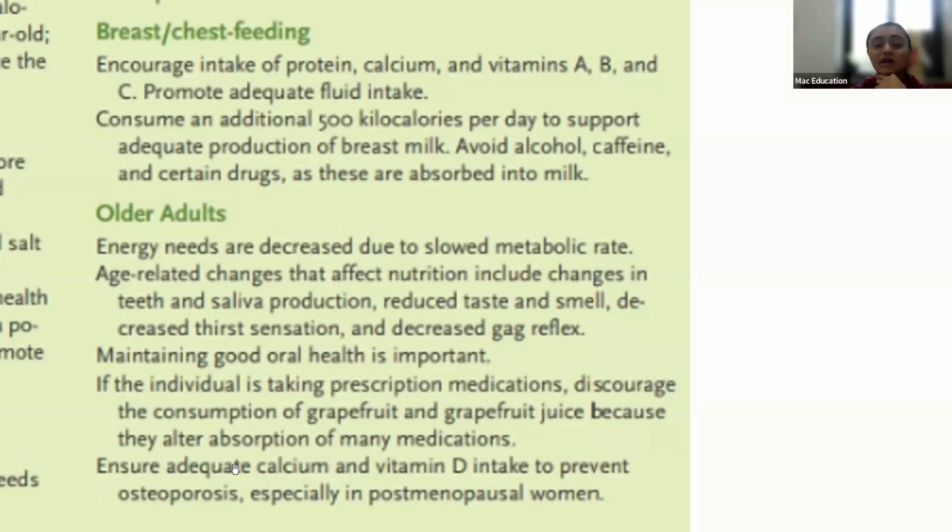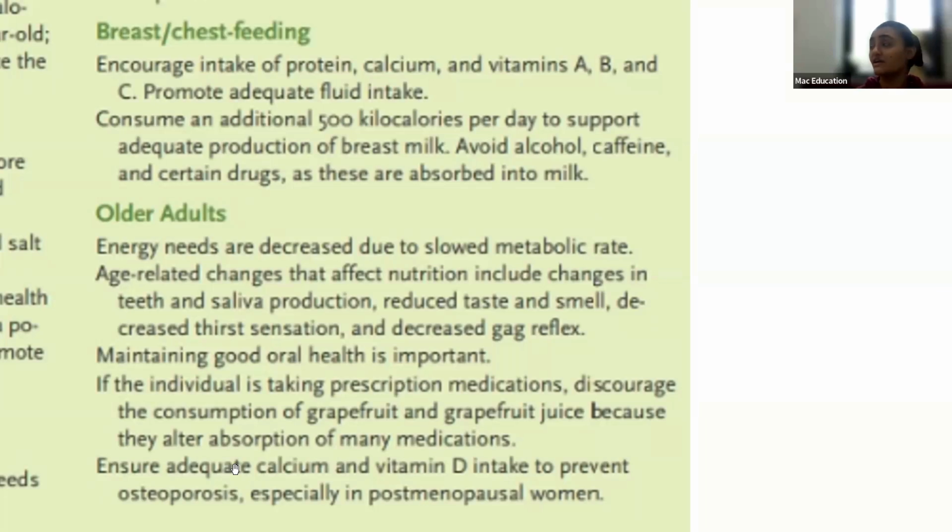Now last is older adults. During old age, what type of nutritional need do you have to keep in mind? Energy needs are decreased due to slowed metabolic rate. During older age, the metabolic rate decreases, so the energy need also decreases. Age-related changes that affect nutrition include changes in the teeth and saliva production, reduced taste and smell, decreased thirst sensation and decreased gag reflex.